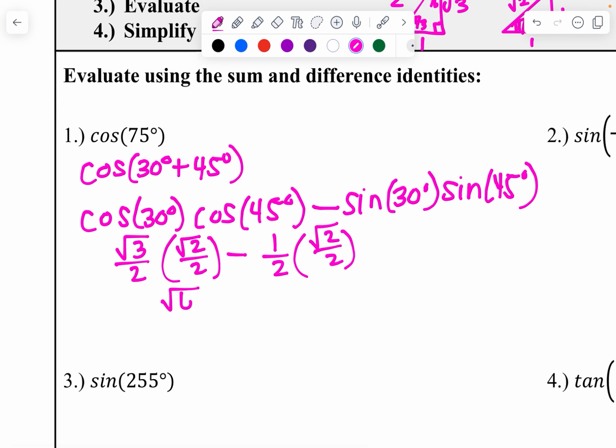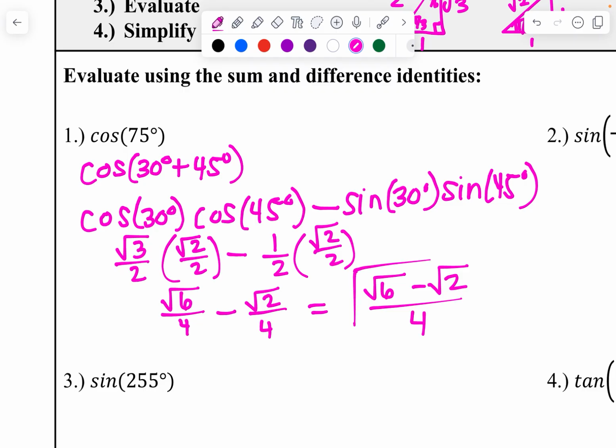So we get the square root of 6 over 4 minus the square root of 2 over 4. Because they have a common denominator, we can go ahead and write that as a single fraction. And so we get the square root of 6 minus the square root of 2 all over 4. So there was my first step, breaking it down. Here's my second step, plugging into the formula. Here's my third step where I'm evaluating, and then I'm simplifying.